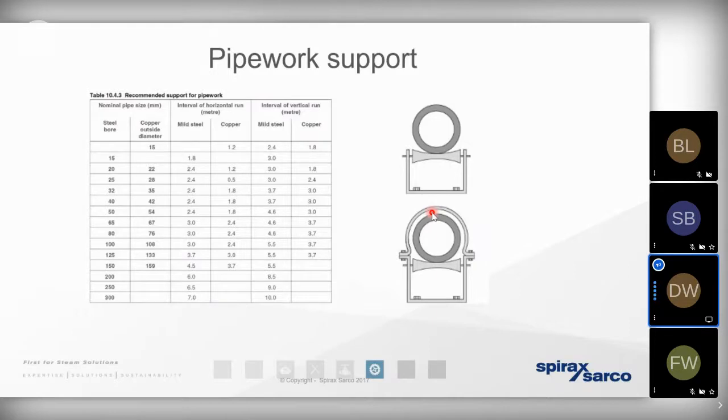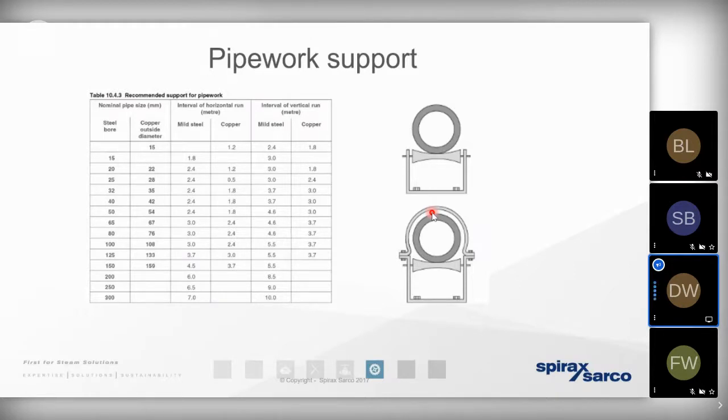So it's far, far better to ensure that we're supporting the pipework from below. And better still, if we can use a roller and chair configuration, that'll actually mean that we can allow for a small amount of expansion there as well, which will obviously be beneficial for the overall integrity of the network.